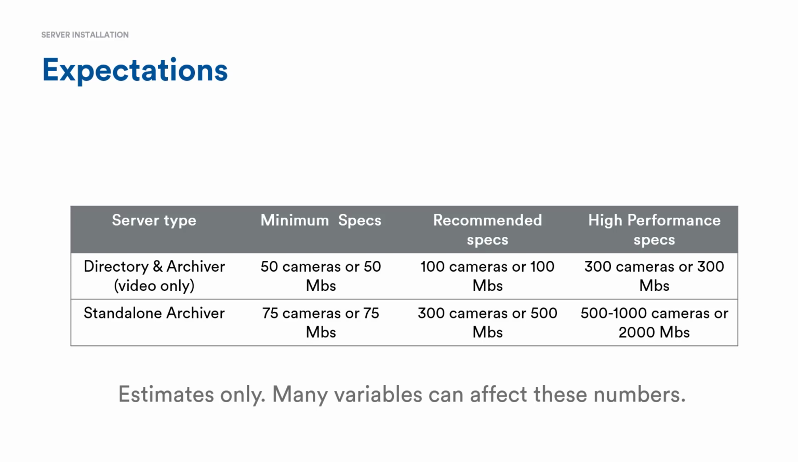If we follow the published minimum specs, we can expect to manage about 50 cameras on a server that is running the directory role and the archiver role. That number doubles to about 100 cameras if we follow the recommended specs, and increases again to about 300 cameras by following the high-performance specs. If, however, we dedicate a server to being only an archiver, minimum specs would get us 75 cameras, recommended specs 300, and high-performance specs would allow us to set up a server managing from 500 to 1,000 cameras.